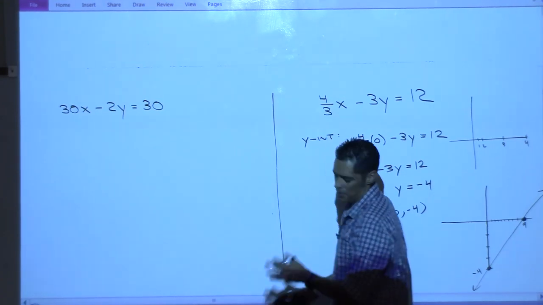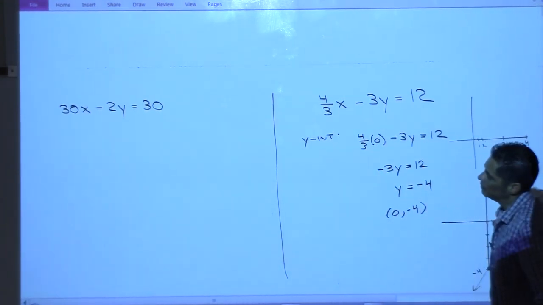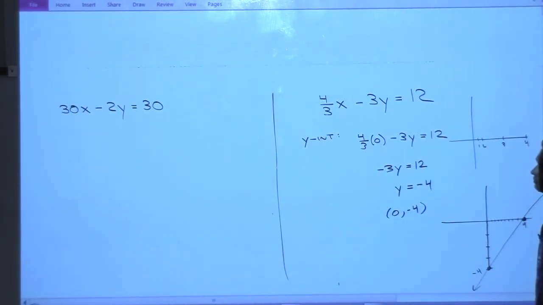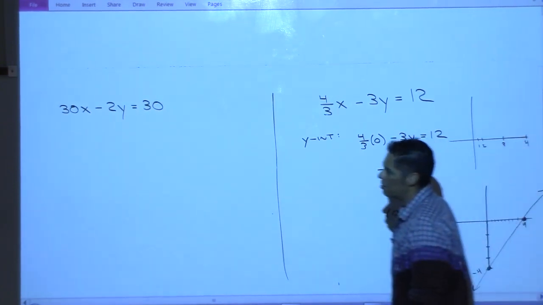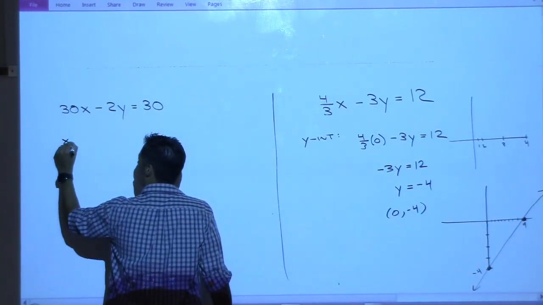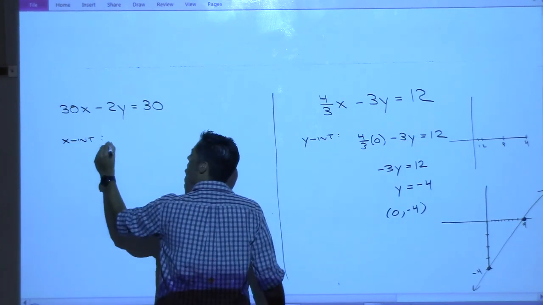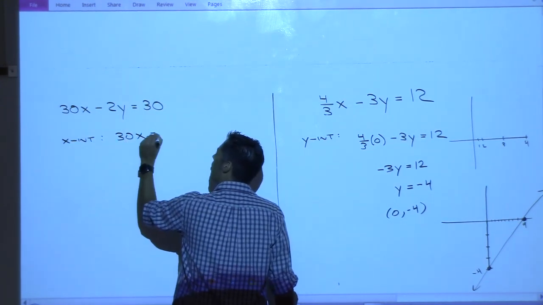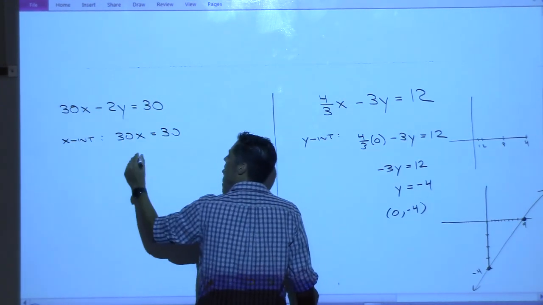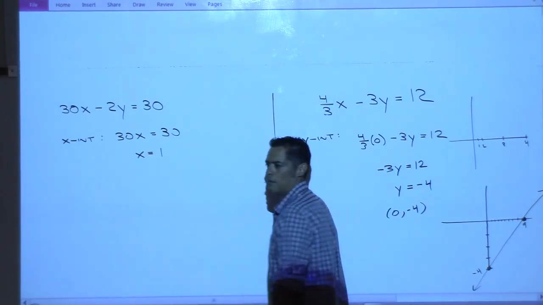And I'll just keep it that way. So x-intercept, I'm going to just go through this one quickly. X-intercept, replace y with 0. 30x equals 30, because that goes away. Divide by 30, you get x is 1.